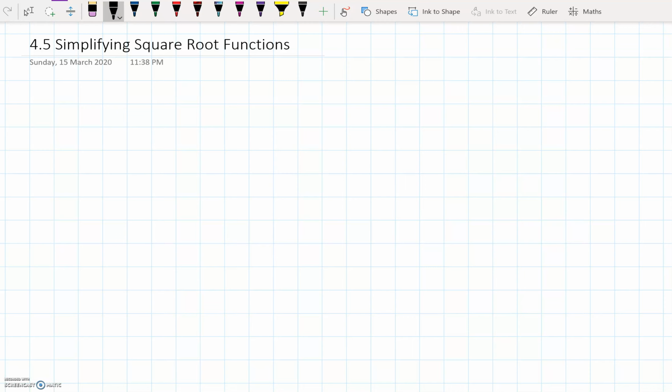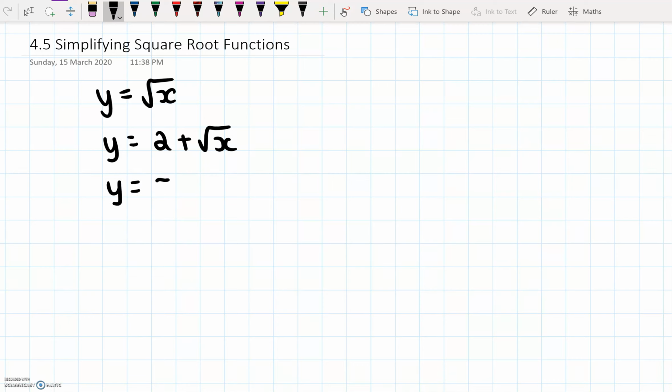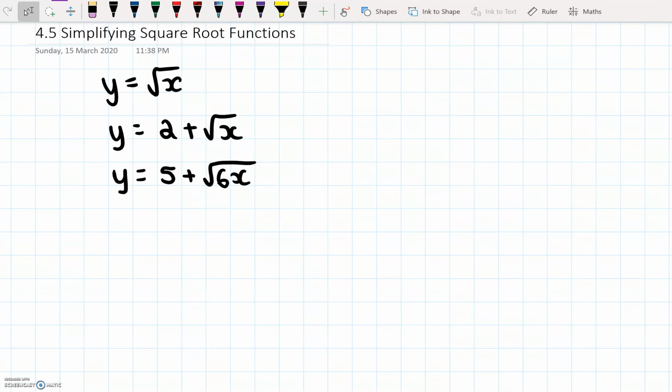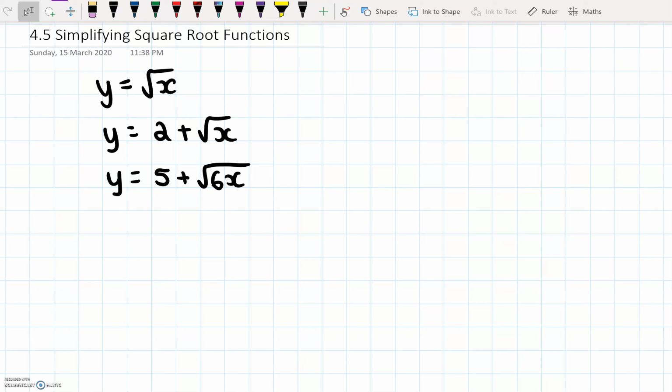Okay guys, what we're going to look at now is simplifying square root functions. Now, you guys know what a square root function is. That's a function that looks like y equals the square root of x, or something similar. Okay, now, as I said to you in the last lesson, we can also have things like y equals 2 plus the square root of x, or we can have y equals, say, 5 plus the square root of, say, 6x.